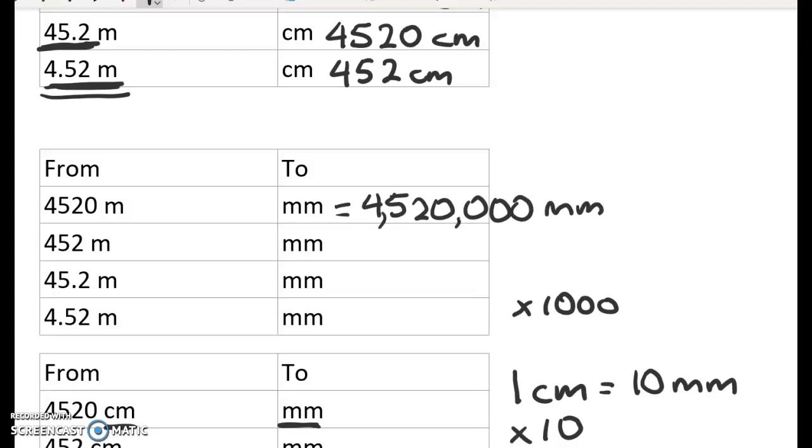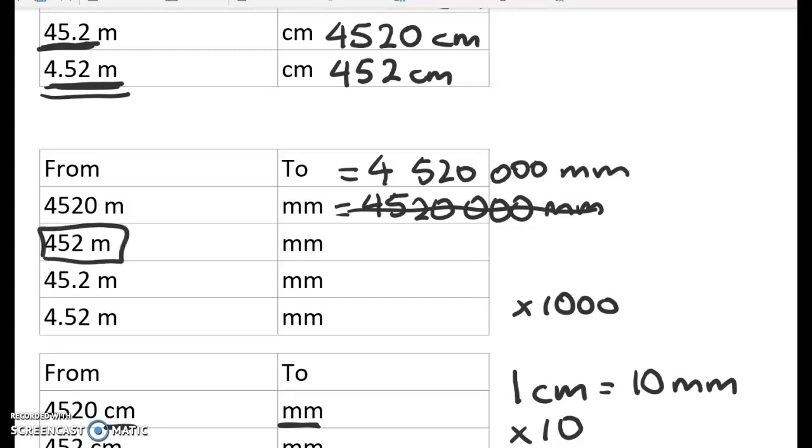Well, that's going to be 4,520,000 millimeters. Now, it's very old-fashioned what I've done there, putting in those commas. You guys are much more likely to have seen it written like this. And that's what I should have done. So I'm showing my old age. There you go. There's that one.